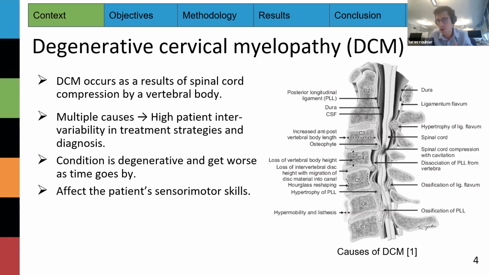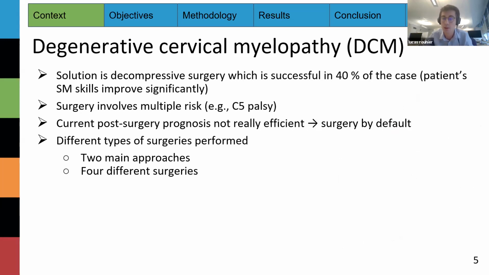It affects the patient's sensory motor skills. So in the beginning, it might be some numbness and some clumsiness, and it can degenerate into paraplegia and tetraplegia if left untreated. So how do we treat it? We currently treat it with decompressive surgery, which is more of a generic word because it regroups a certain number of approaches. But this surgery is only successful in 40% of the cases.